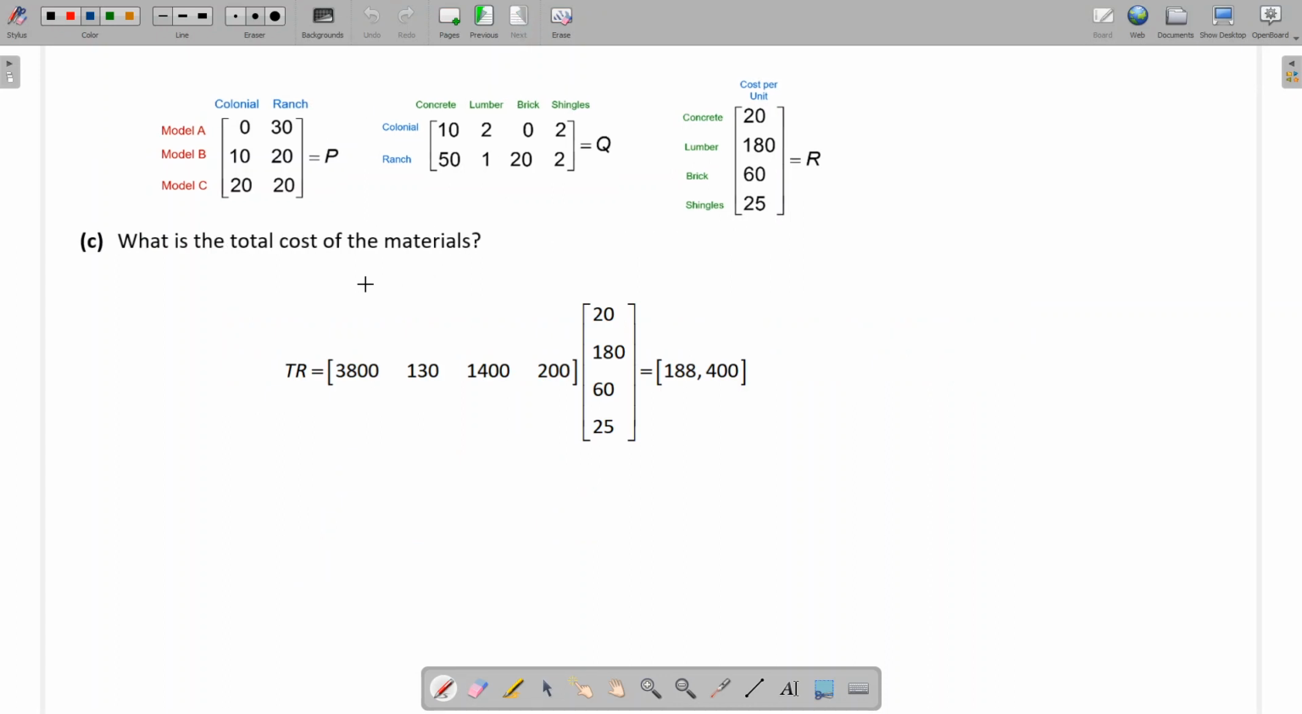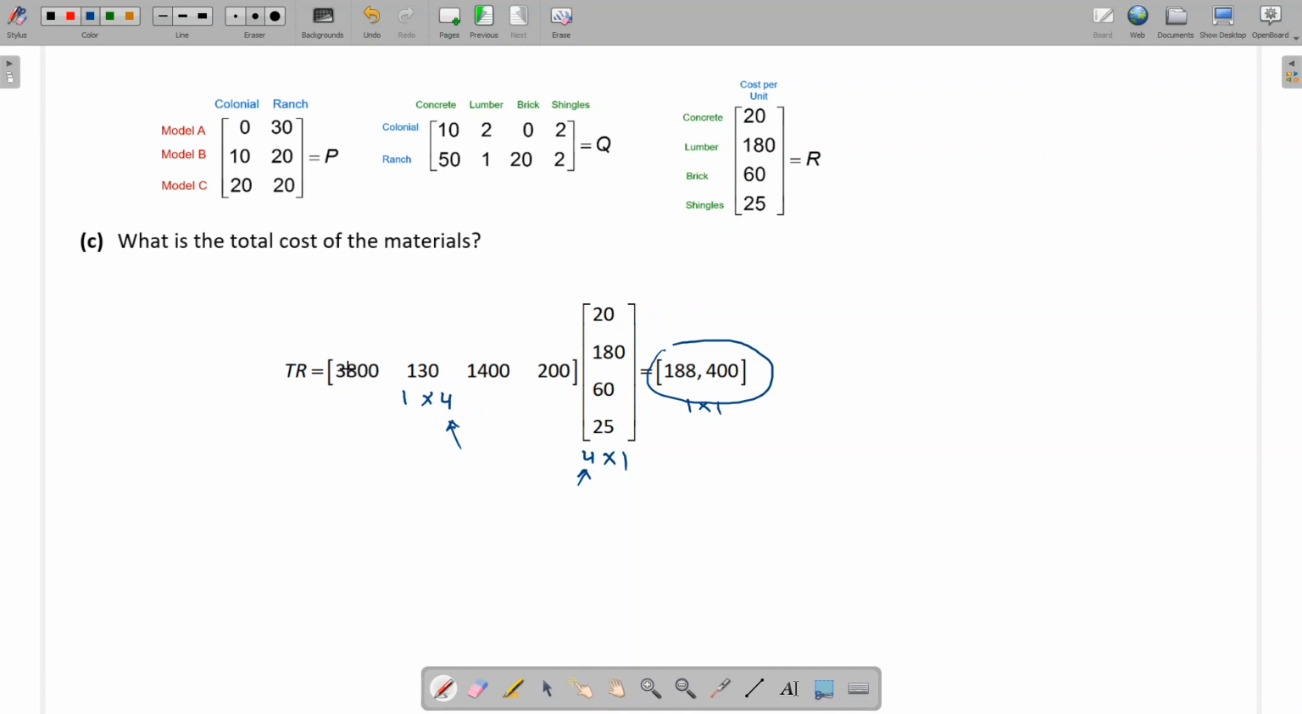Okay, so last part says, what is the total cost of the materials? So total cost of the materials we can find by taking the total amount of the materials, this is amount of each material, and multiplying it by cost. Notice this is a 1 by 4 matrix, and this is a 4 by 1 matrix. So when we multiply those, we can multiply them because the number of columns is equal to the number of rows here, but the resulting matrix should be a 1 by 1 matrix. In other words, just a single number.